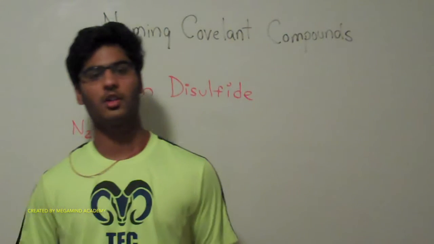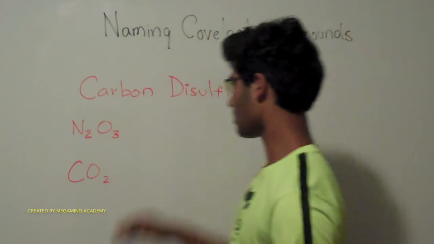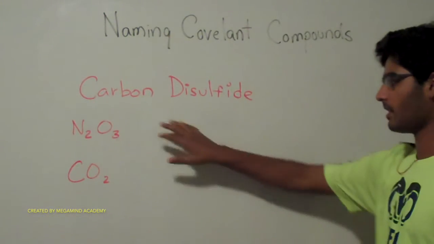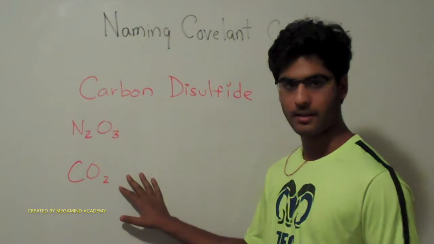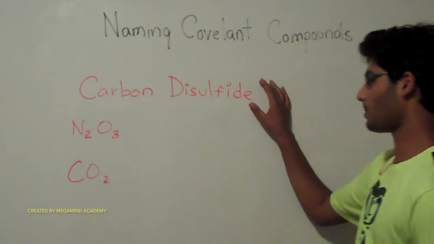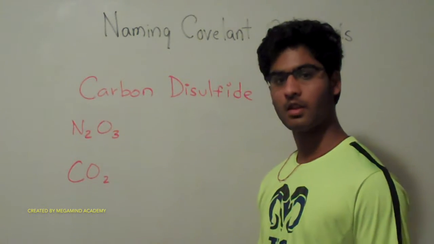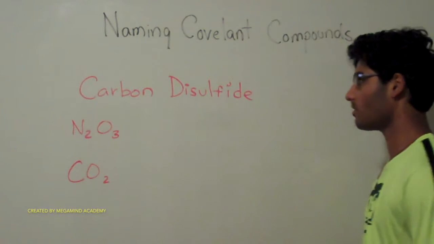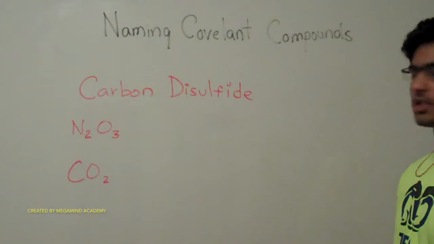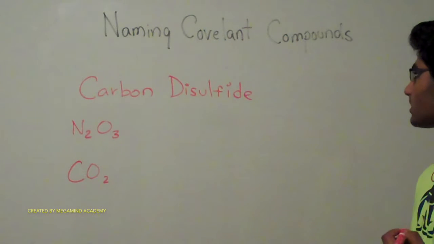Hi, today we're going to learn about naming covalent compounds. So here we're given three examples. Carbon disulfide, this compound here, and this compound here. With the first one we're supposed to write the formula, and the second one and the third one we're supposed to name it. Alright, so before we start solving these problems, let's first figure out how to name covalent compounds.